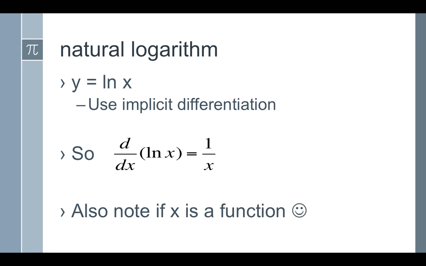And again, note that if x is a function, you must use the chain rule. So to give you an example, if I was to take the derivative of the natural log of x squared, I would say, okay, the derivative of the inside is 2x times the derivative of the natural log, which is 1 over the thing on the inside. And I get 2x over x squared, which becomes 2 over x.